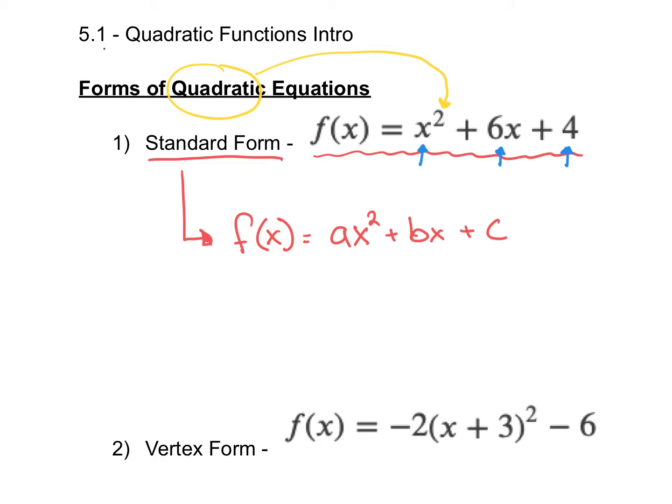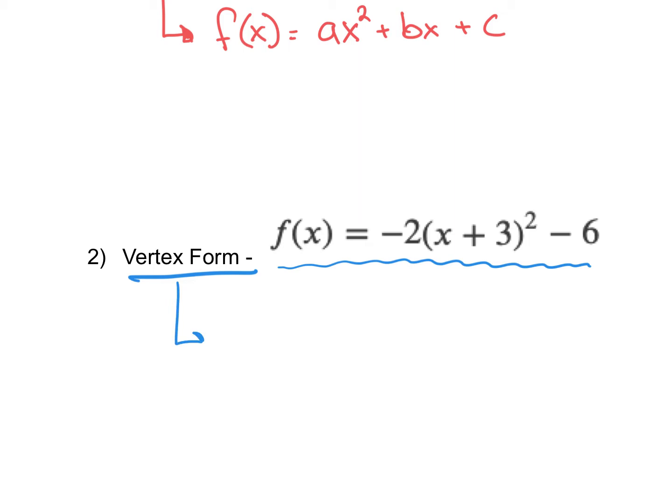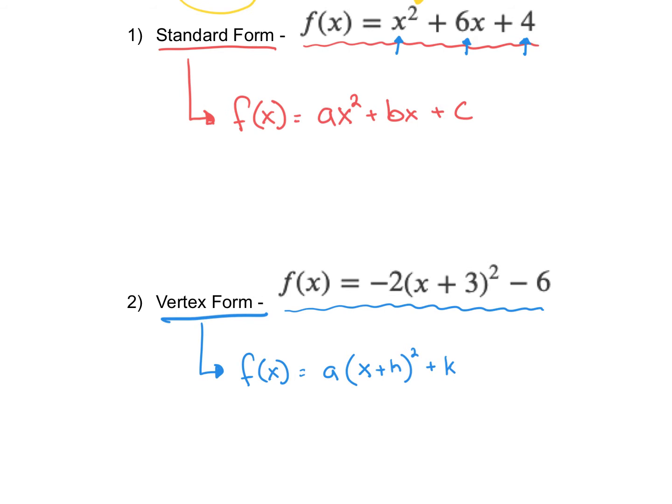Let's look at form number two, vertex form. Again, you have a nice example of it, but let's talk about it in its generic form. f of x is equal to a times, actually, usually we use an h here, x plus h squared plus k. Okay, that's its generic form. Notice, yes, it is slightly different than the standard form, but we could go from vertex form, foil everything out, distribute the a, add the k, and we could get it to standard form if we needed to.